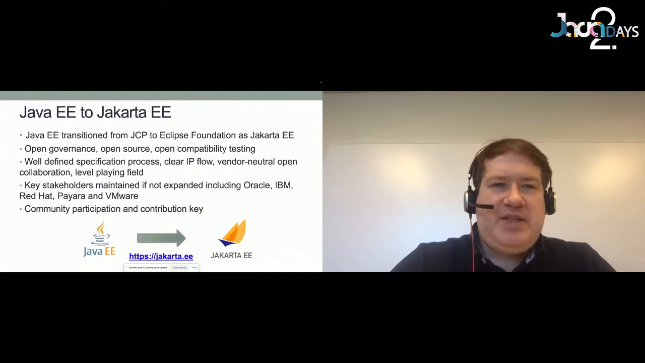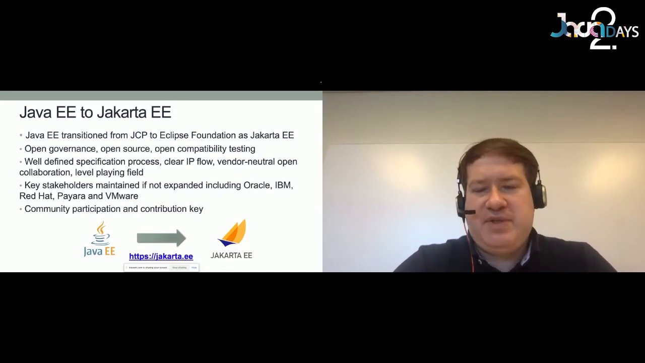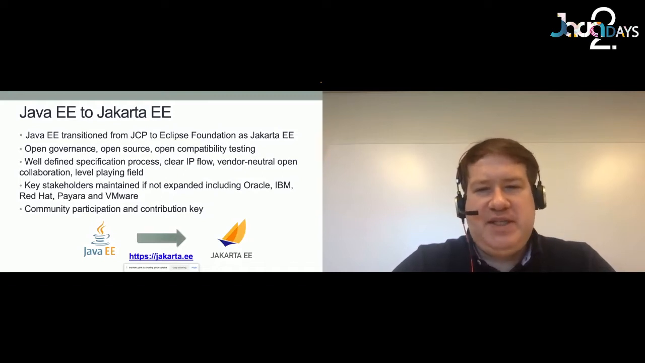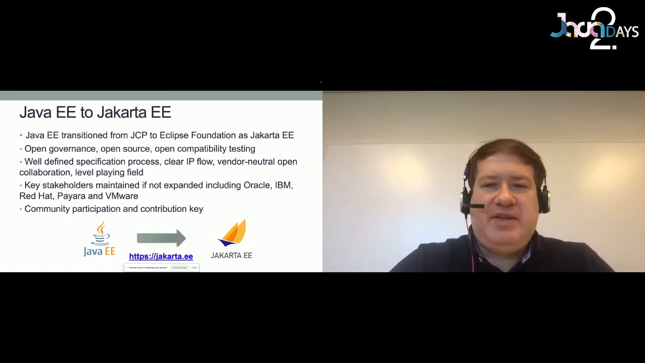So the Java EE transition to Jakarta EE. Java EE transitioned from the JCP to the Eclipse Foundation back in 2018 and was given the name Jakarta EE, which was donated by Apache. It has an open governance, open source, open compatibility testing. So previously, the compatibility test kit was something the vendors had to pay in order to access. It has now been open sourced so that you can actually see the results.